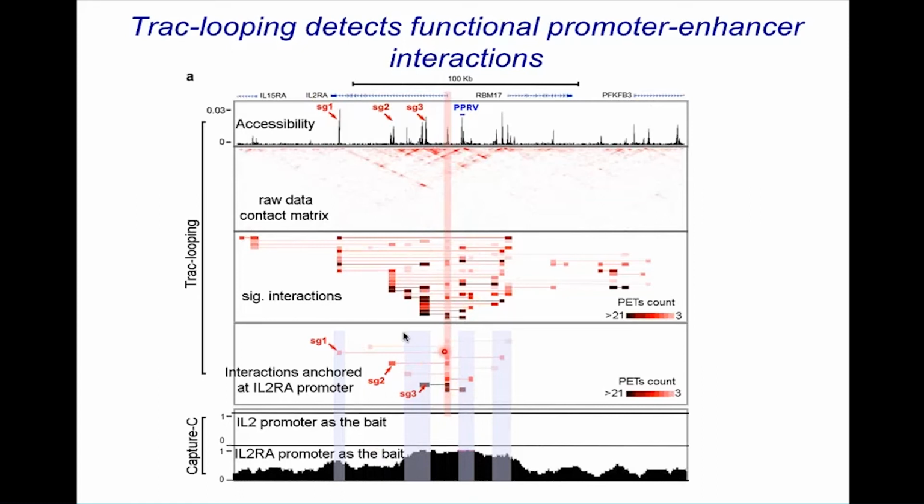For these interactions, we selected 3 potential enhancers to test using the Cas9 CRISPR system to see if we can inhibit these enhancers. Indeed, when we used this Cas9 CRISPR system, we found that we can inhibit the gene expression of interleukin receptor significantly after transfecting this construct into the cells, suggesting that Trac-looping indeed detects functional promoter enhancer interactions.